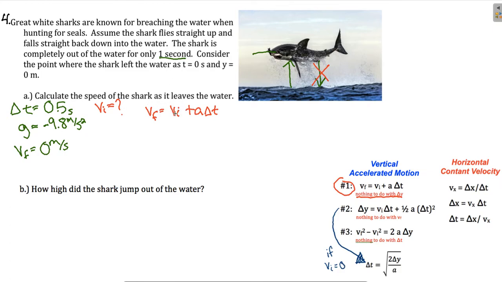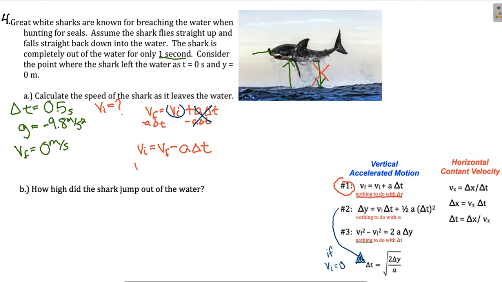Right now, VI is being added to acceleration times time. The opposite of adding that would be subtracting it. So we're subtracting that acceleration times time from both sides. Minus AT, minus AT. Those will then cancel out over here, and you're just left with VI. So the new equation that we'll have is VI is equal to VF minus acceleration multiplied by time.